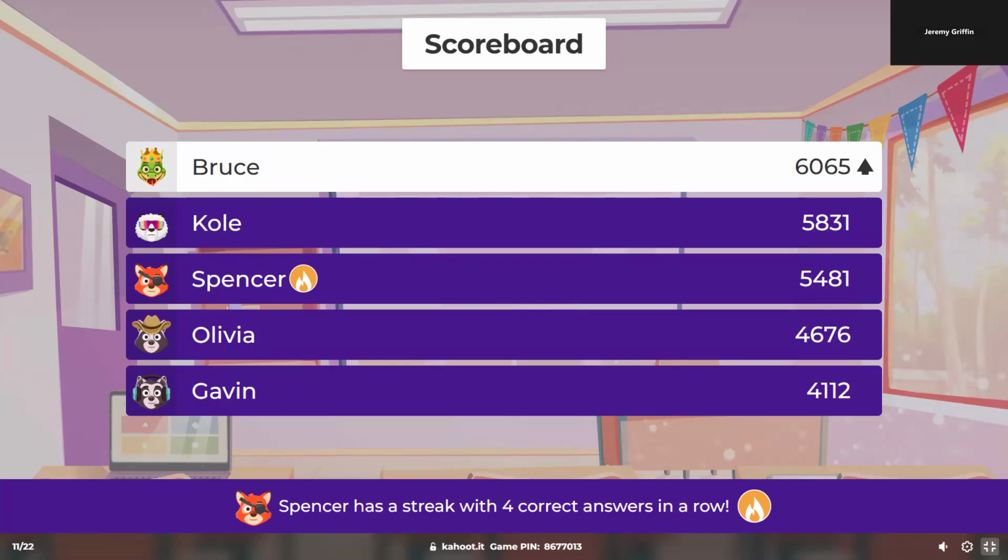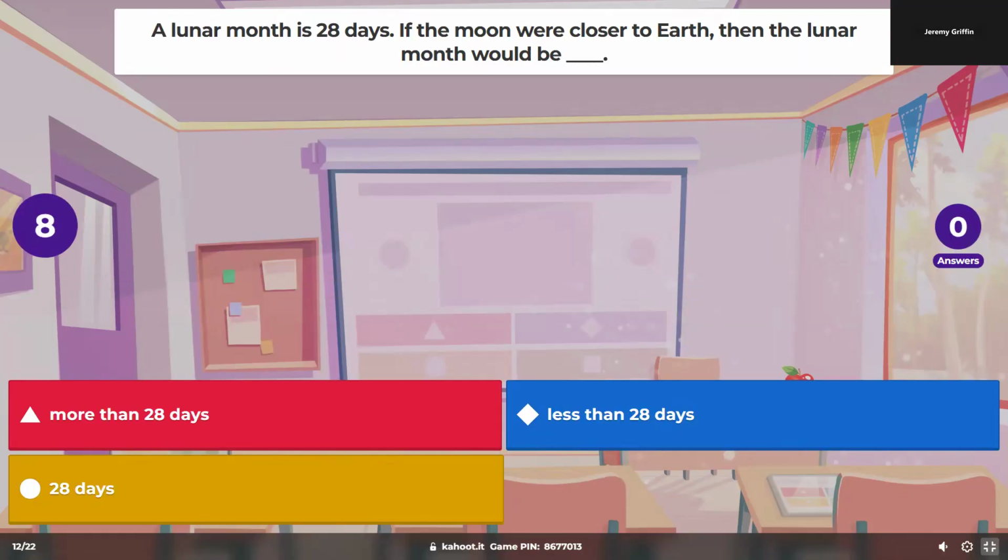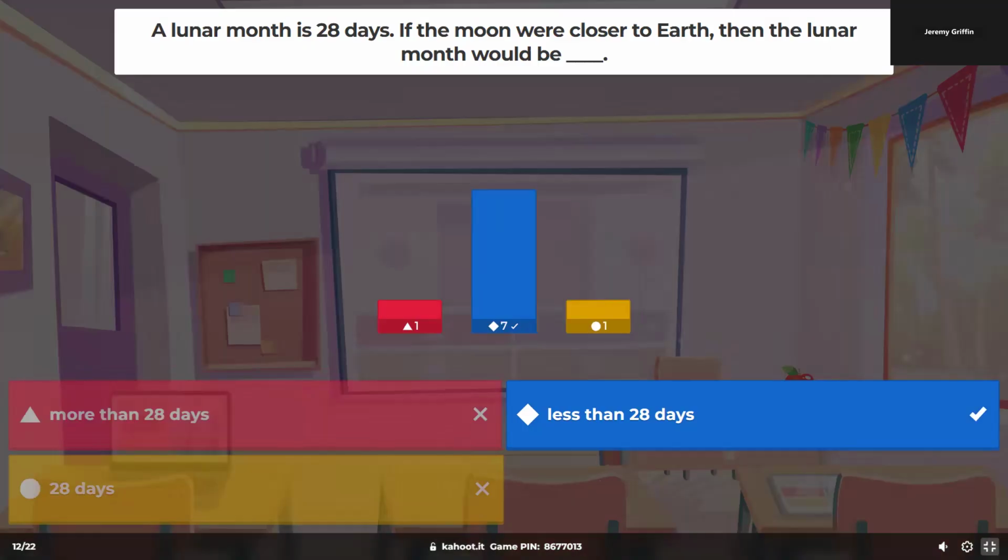Cole, Bruce. Lunar month, about 28 days. What if the moon was closer to the Earth? How much time would it take for the moon to go around? Yeah, less than 28 days. And that has everything to do with how far away it is from the Earth. You could approach this from an orbital speed point of view. You could approach this from Kepler's third law point of view.